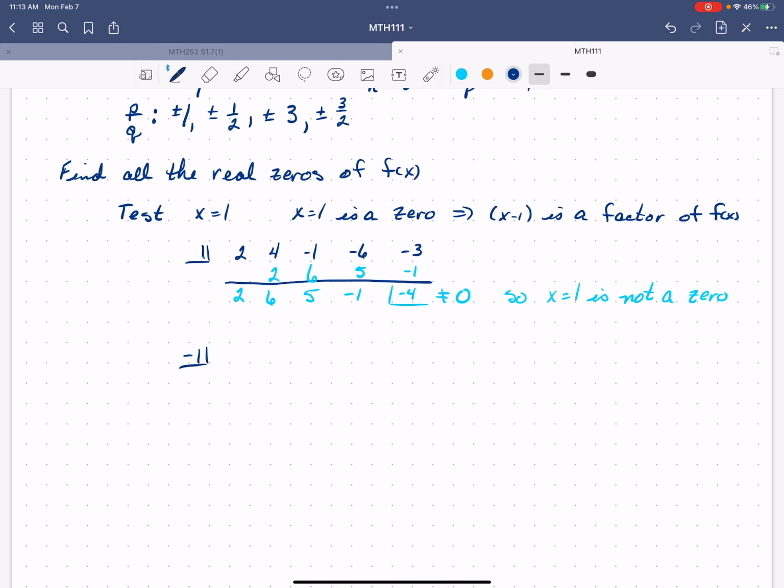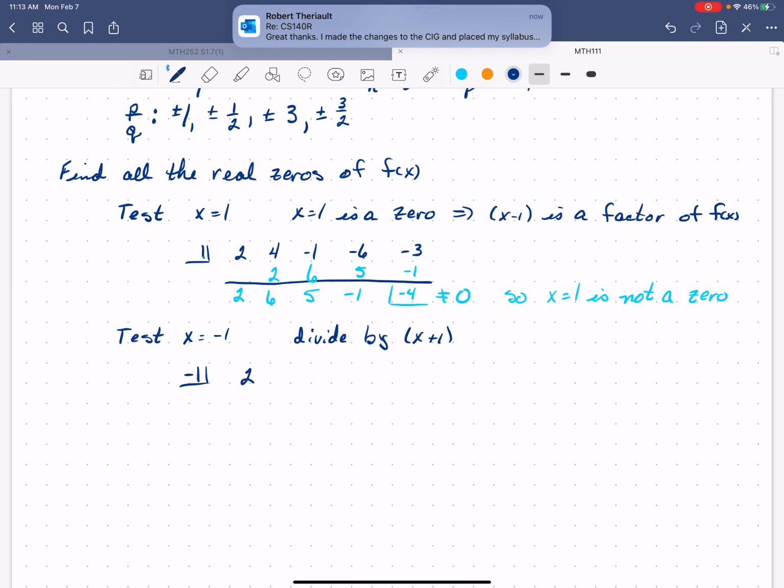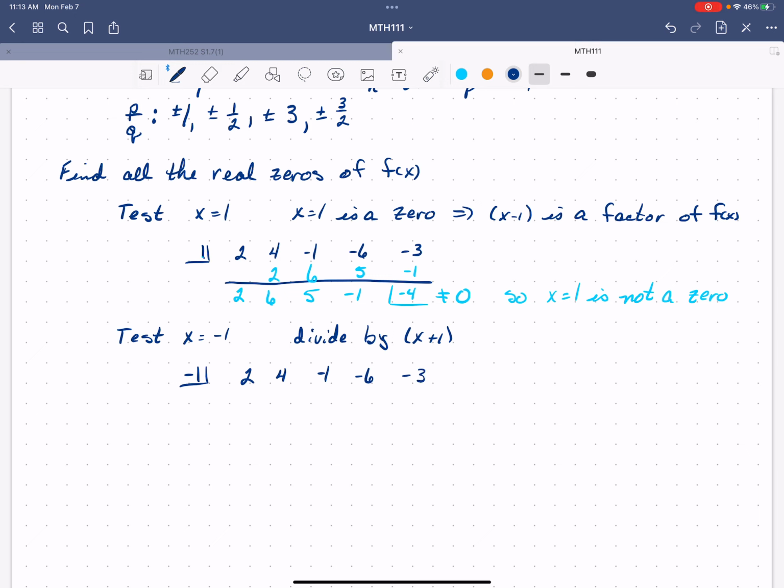So now I'm going to test negative 1, which means I am really dividing by x plus 1. So I put negative 1 in the box. I carry down my coefficients, and I carry out my division.